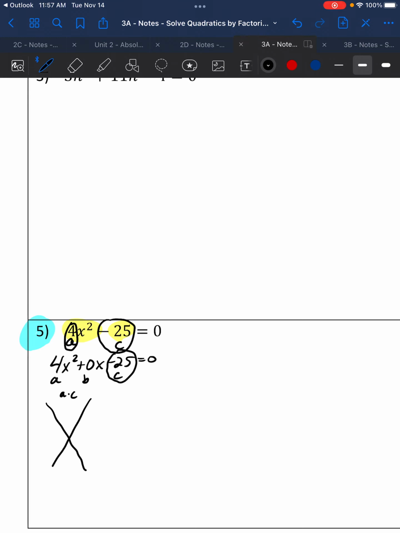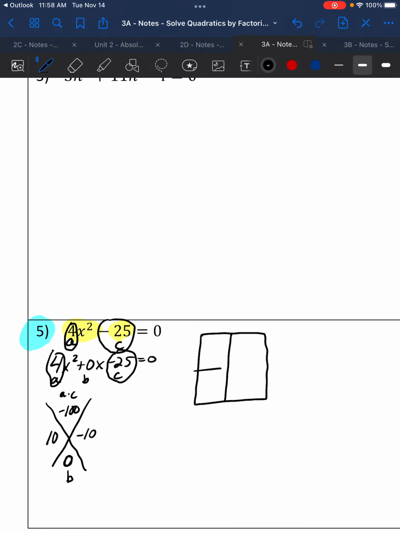So we do our component square. It's A times C, which is 4 times negative 25, and that's negative 100. What multiplies to negative 100 that'll add up to B, the 0? So this is always your B down here. And that'll be 10 and negative 10. Those multiply to negative 100, they add to 0.